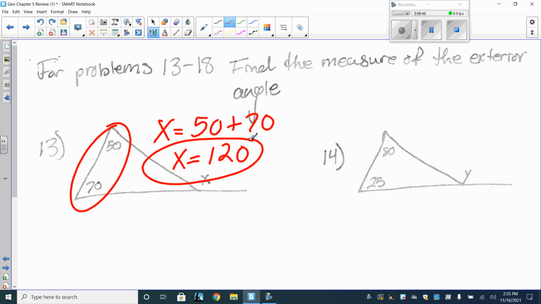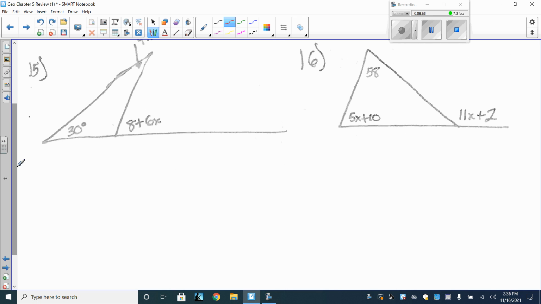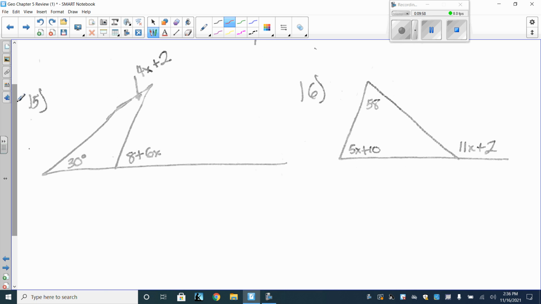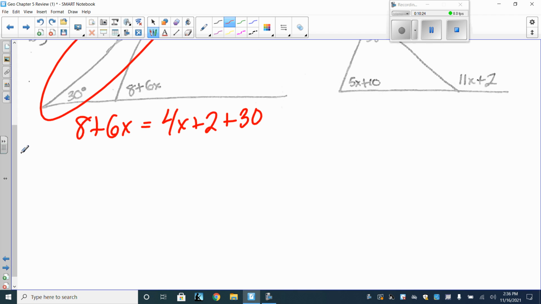We ready to move on to 15? Yes. So 15. So what is the exterior angle in 15? It is equal to the sum of the opposite two interior angles, which would be these two. 4x plus 2 plus 30. And we can have it in either order. We can do 30 plus 4x plus 2. Any questions on how we set this up?